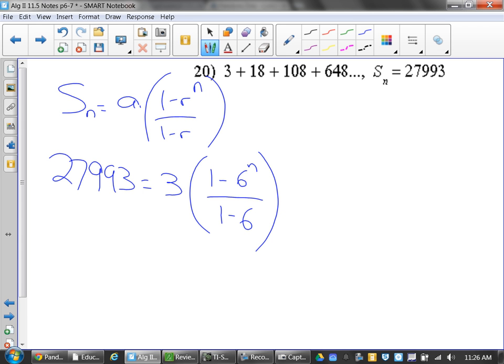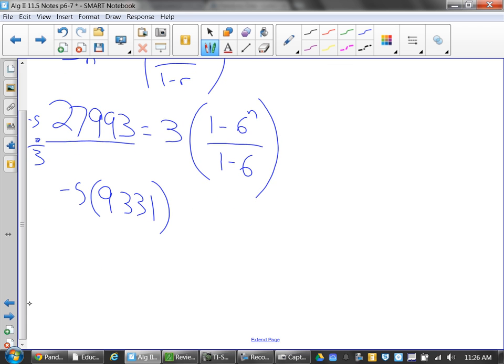So now comes the fun part. I'm going to divide by 3 and multiply by -5. Good. So divide by 3 and multiply by -5. So I'm going to do this. -5 over 3. So we get -5 times 9331. 5, 5, 6, 6, 4. Is that right? That has to equal 1 minus 6 to the nth power.